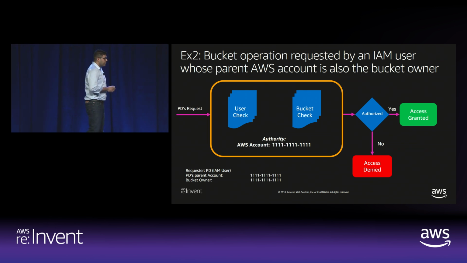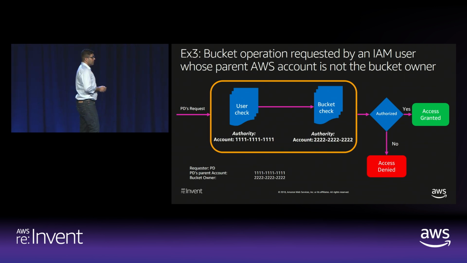So what happens if PD is a user in account 1 and is trying to do a bucket operation in account 2? Then we have to check both the user policy that is attached to PD. We have to check whether the parent account, so account 1, has allowed PD to perform that list bucket operation in account 2's bucket. In the bucket check context, we will check if account 2 has written a bucket policy that allows PD to do the list bucket in account 2's bucket or not. Only when they match, that's when the access is authorized. Otherwise, it's denied.